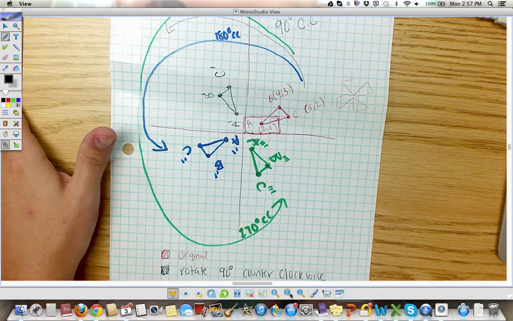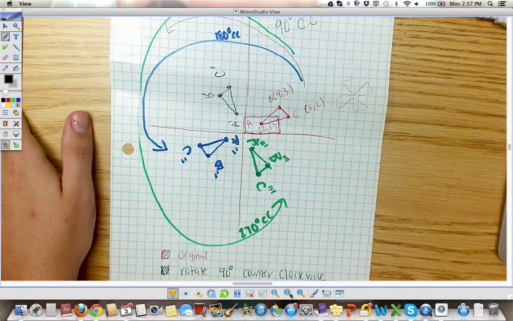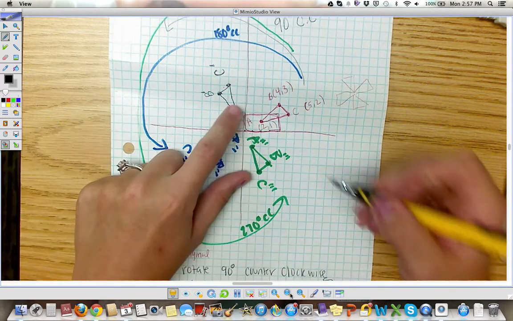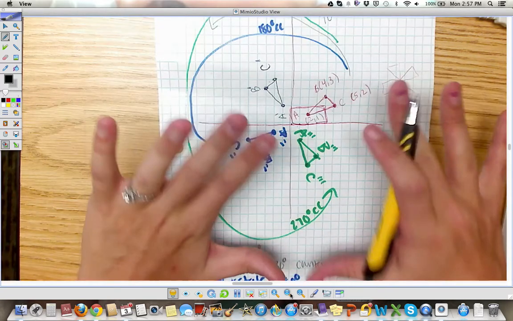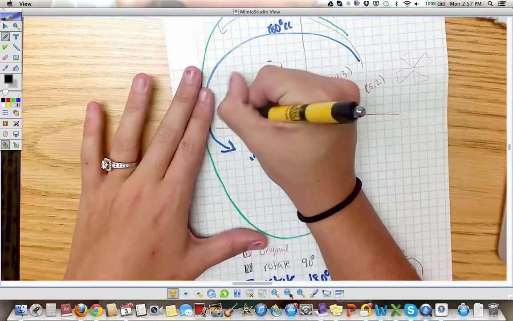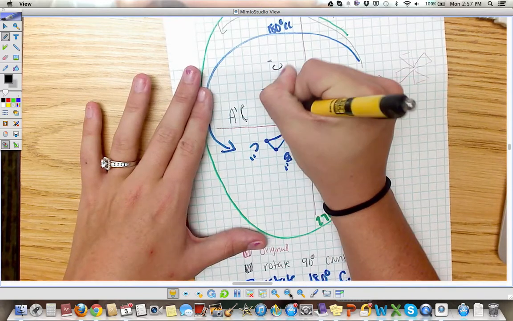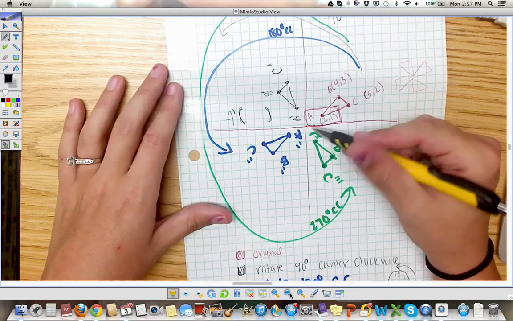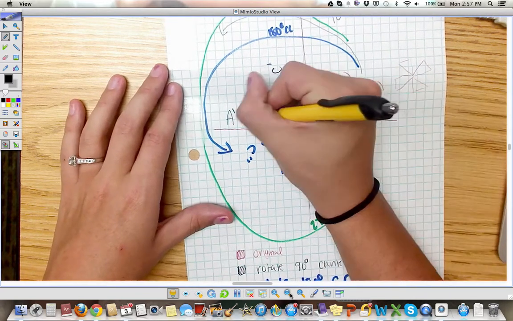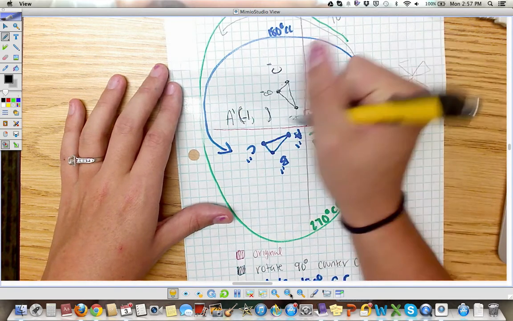A is 2, 1. Let's look at what A prime's coordinate point is now, and we're leaving it just how it is here. So A prime. What is that coordinate point if I look? So we should all get that it's -1, 2.